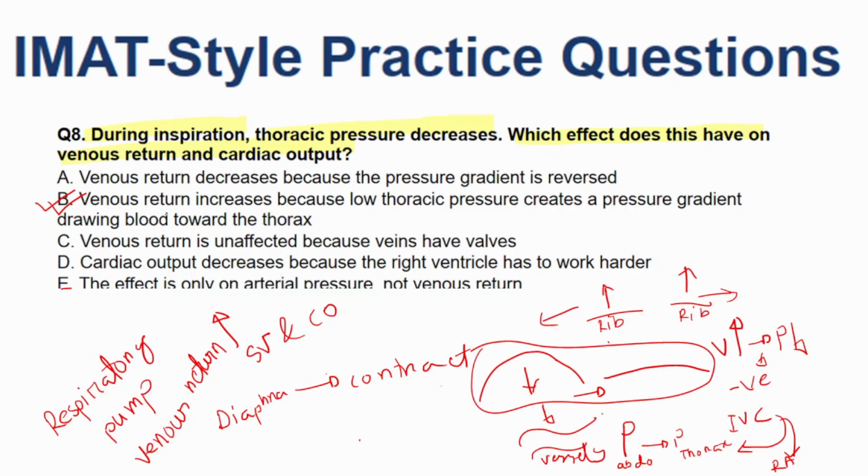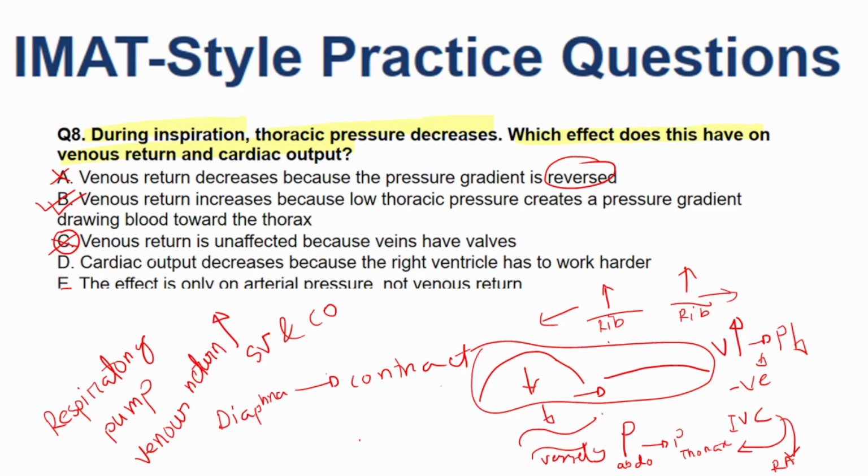Now let's review why other options are incorrect. Option A is wrong because the pressure gradient is not reversed. It is actually enhanced in a way that favors upward flow. Option C is incorrect because while venous valves prevent blood from slipping backward due to gravity, they do not block the forward suction force of the respiratory pump.